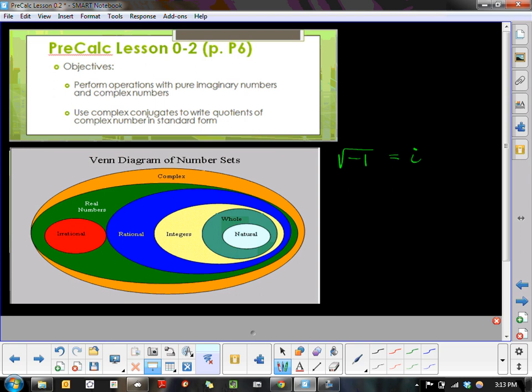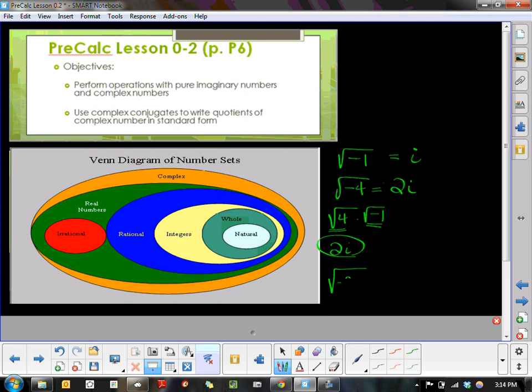So i was defined to be the square root of -1, and we ventured away from that a little bit, and we said, well, what does the square root of -4 mean? When we did the square root of -4, we said that was 2i, and here's some of the rationalization. We said that's the square root of 4 times the square root of -1. The square root of 4 is 2, and the square root of -1 is defined to be i, so we can more simply write it as 2i.